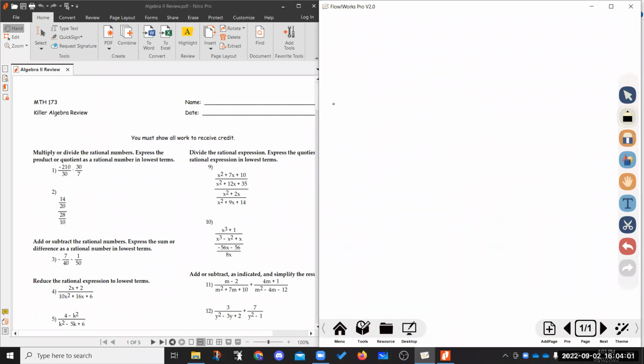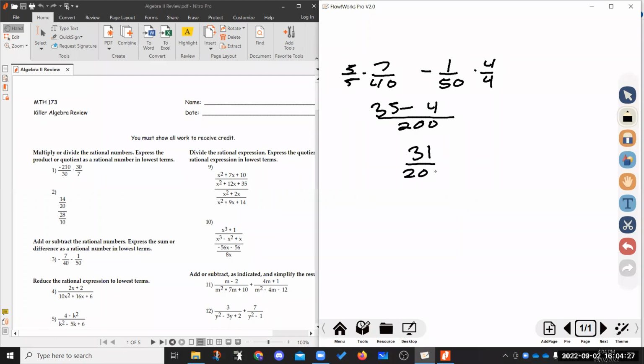Number 3. Add or subtract: 7 over 40 minus 1 over 50 is going to be 5 over 5 and 4 over 4. I make denominators of 200. This is 35 minus 4 over 200. It's going to be 31 over 200.